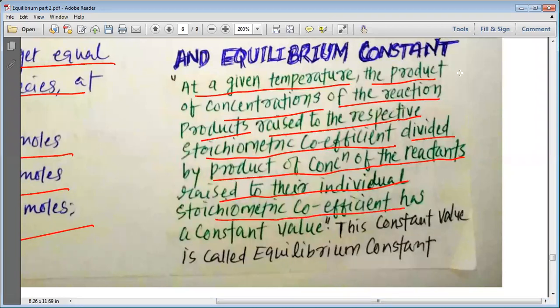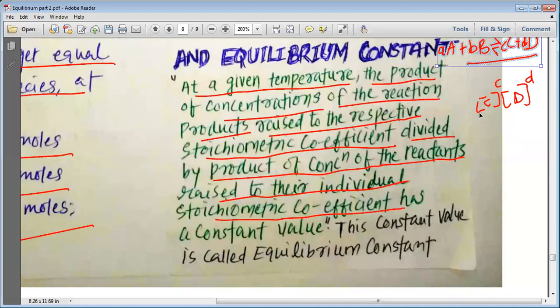Suppose we have a reaction: a moles of A plus b moles of B gives the products c moles of C plus d moles of D. When we multiply the concentration of C and the concentration of D, this is the product of the concentrations of reaction products raised to their respective stoichiometric powers. The stoichiometric coefficient of C is c, so we put the concentration of C to the power c. In the same way, we put the concentration of D to the power d. This is the product of concentrations of reaction products raised to the respective stoichiometric coefficients.